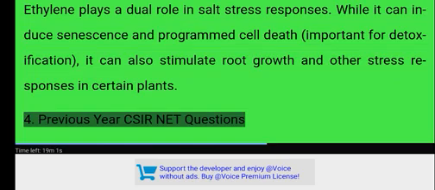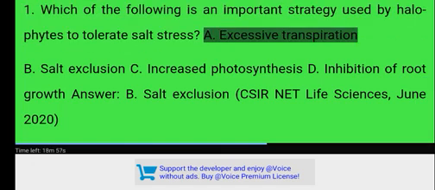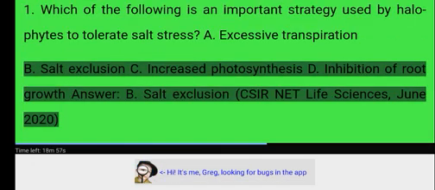4. Previous year CSIR NET questions. 1. Which of the following is an important strategy used by halophytes to tolerate salt stress? A. Excessive transpiration. B. Salt exclusion. C. Increased photosynthesis. D. Inhibition of root growth. Answer: B. Salt exclusion. CSIR NET Life Sciences, June 2020.